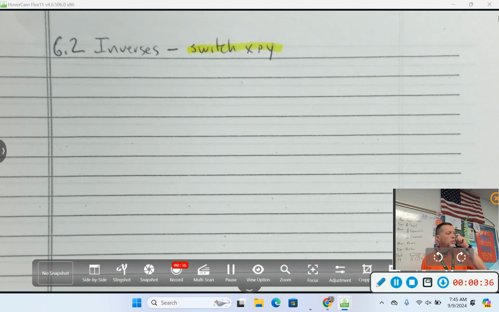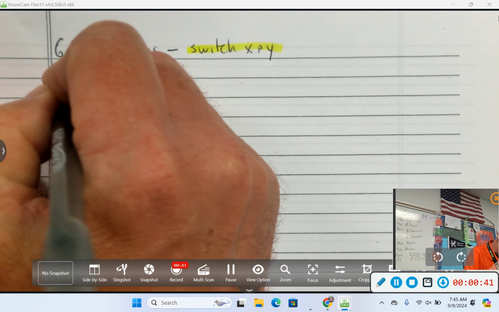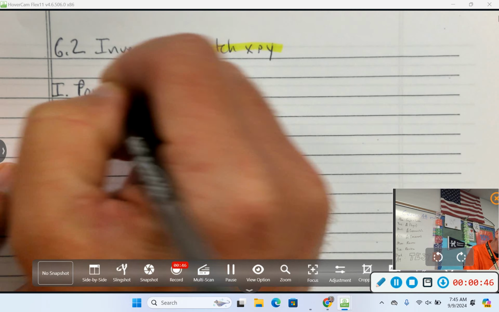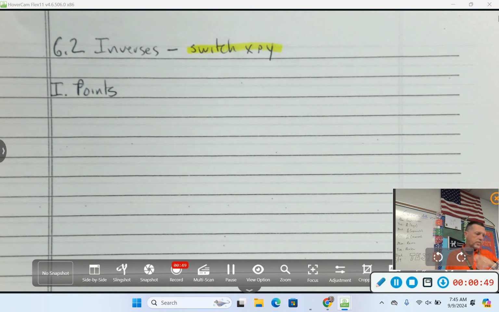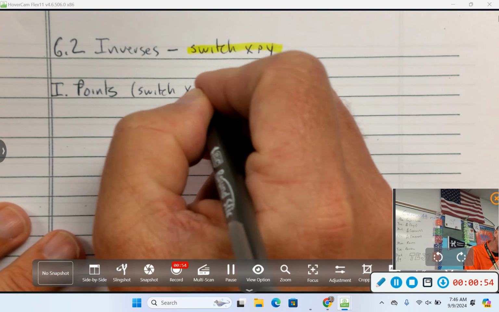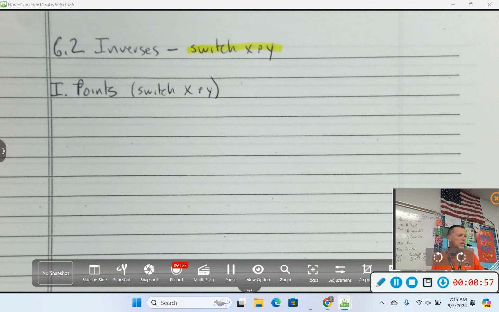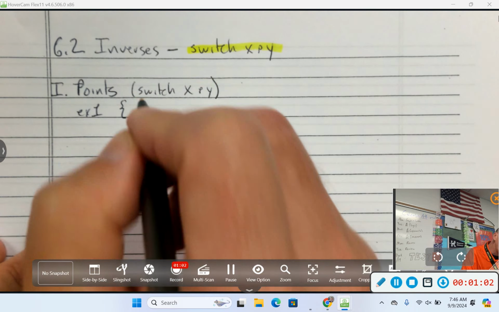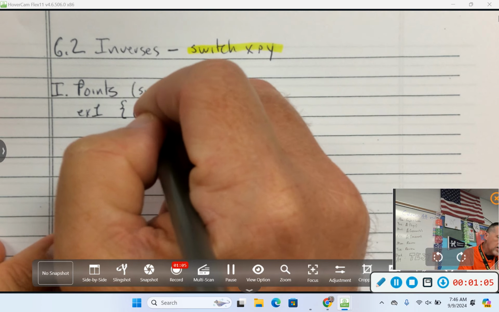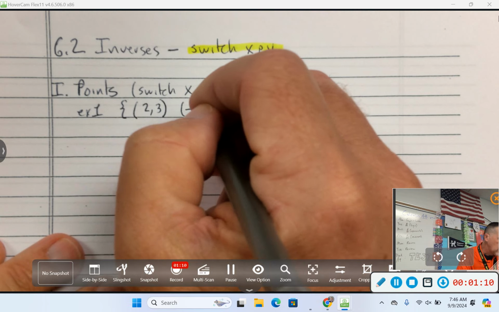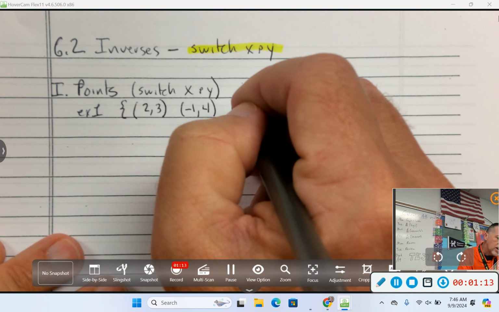There's 3 things we'll do with it. 2 of them are switch x and y. So first let's find an inverse of a set of points. And how we'll do that is switch x and y. So let's say our set of points are (2, 3), (-1, 4), and (4, 2).